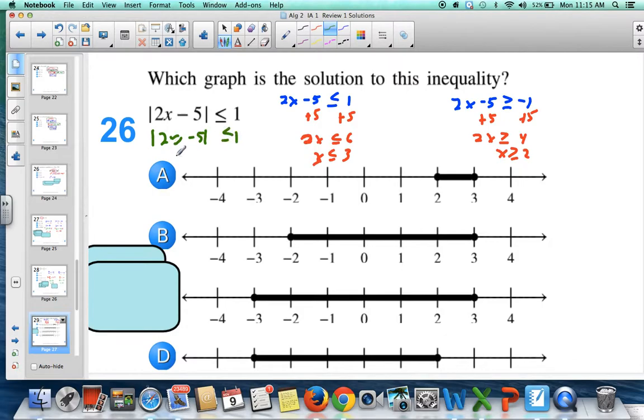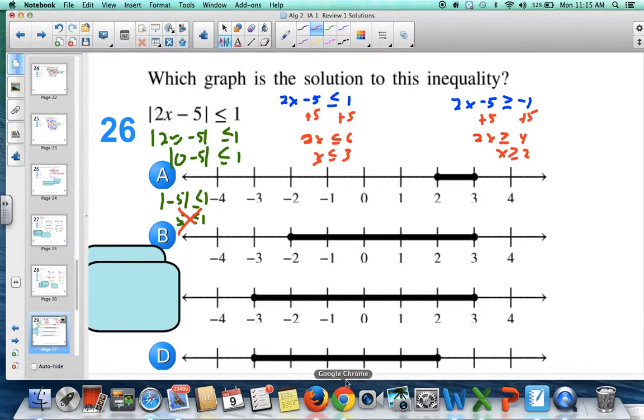2 times 0 is 0. 0 minus 5 is negative 5. So the absolute value of negative 5 is less than or equal to 1. So 5 is less than or equal to 1 is not a true statement. Since this is not true, that means it can't be part of my solution.